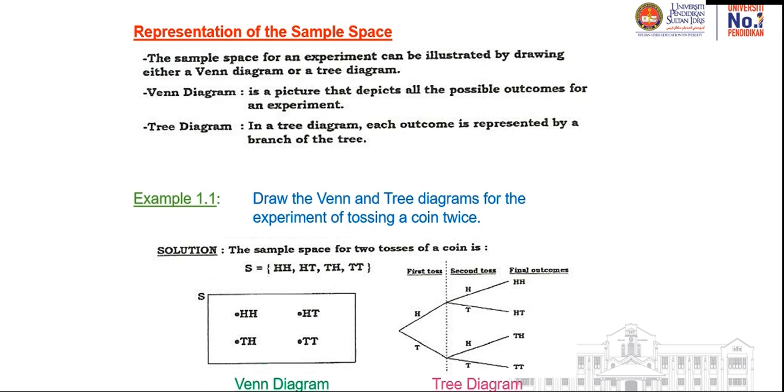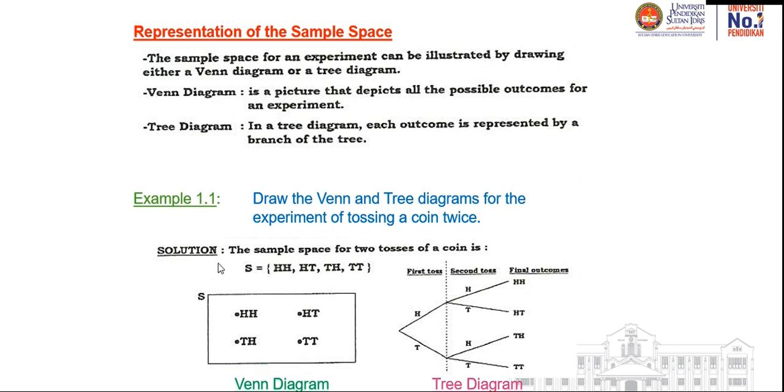For this one is the representation of the sample space. How can you present the sample space? There are two ways to represent the sample space: either use a Venn diagram or a tree diagram. By definition, a Venn diagram is a picture that depicts all the possible outcomes for an experiment, while a tree diagram is a diagram represented by the branches of a tree.